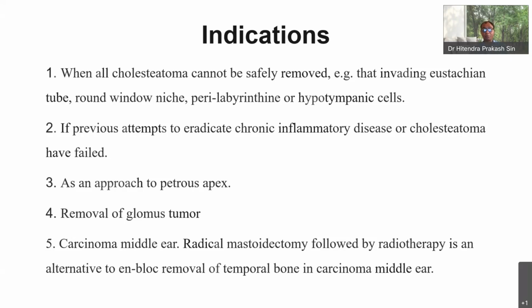Sometimes, for the approach to the petrous surface, there is a cholesteatoma going to the petrous area of the temporal bone. Then, for the approach to the petrous apex, we have to perform a radical mastoidectomy. In cases of glomus tumor, in cases of carcinoma of the middle ear, radical mastoidectomy followed by radiotherapy is the alternative to en bloc removal of the temporal bone.